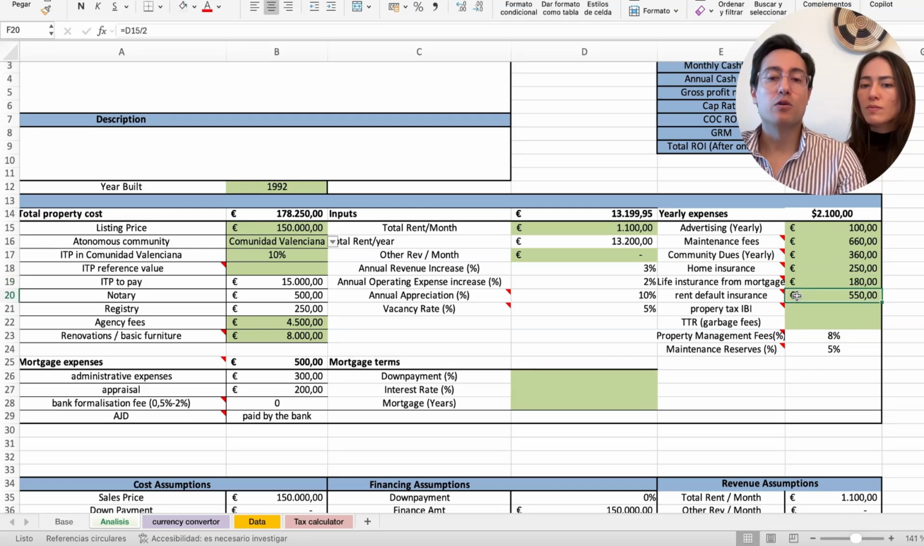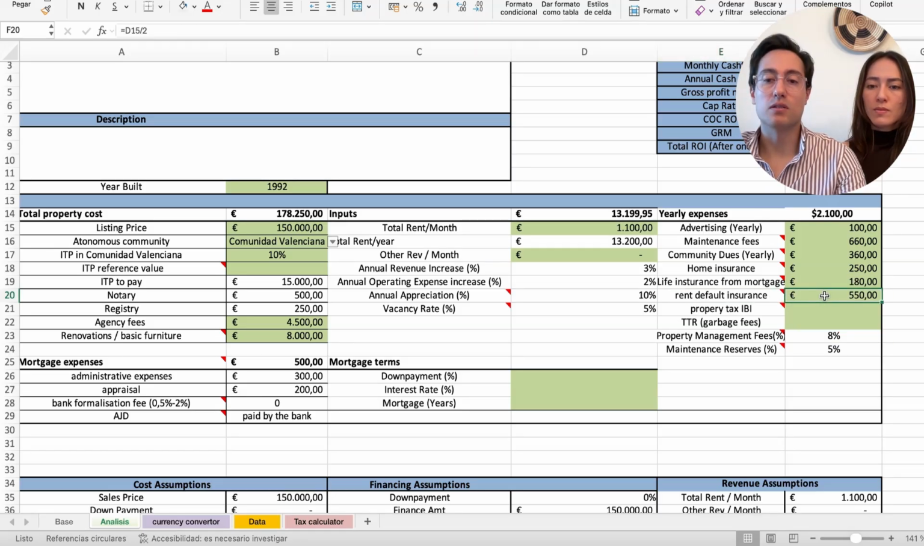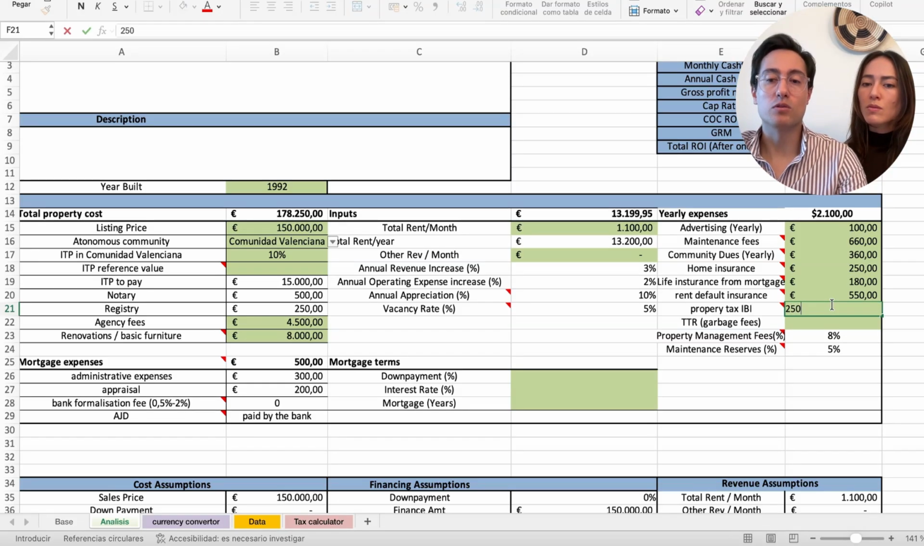And then we highly recommend the rent default insurance because you want to reduce risk and just have peace of mind. So this will be around half of the total rent per month every year. In this case, 550 euros. For the property tax, the IBI, this will also depend, but in this scenario, it's going to be around 250 euros. And the garbage fees, which vary between communities, in this scenario, it's going to be 120 euros.